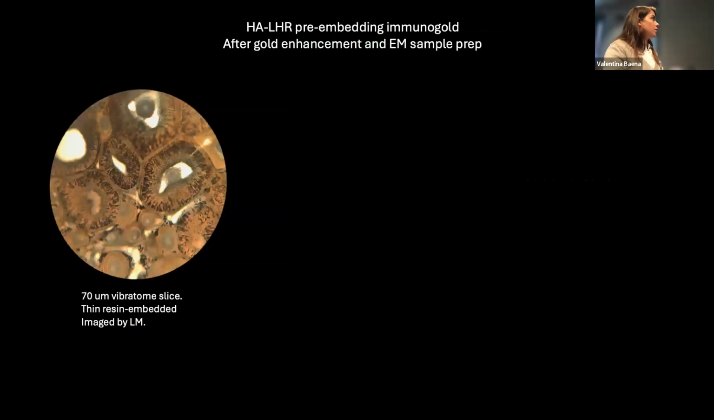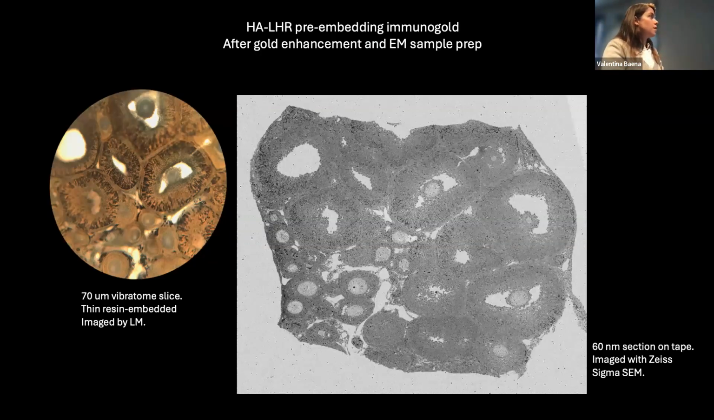So this is what we get after that. These are those vibratome sections. They have been thin resin embedded, so very thin, put on a slide, and then imaged by light microscopy. Again, what we see is that dark stain, the enhanced nanogold, on those cells. Because this is embedded in EPON, we can take thin sections, put them on tape, and start imaging with an SEM. We can correlate these signals to each other, and then target that specific ROI for high resolution imaging, where we expect to see a lot of that positive signal.